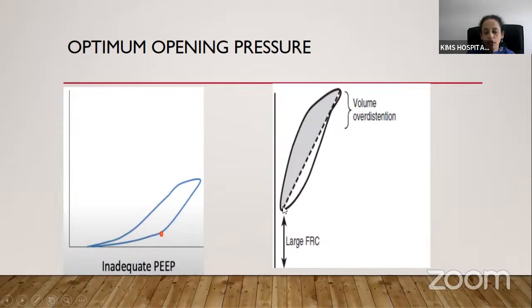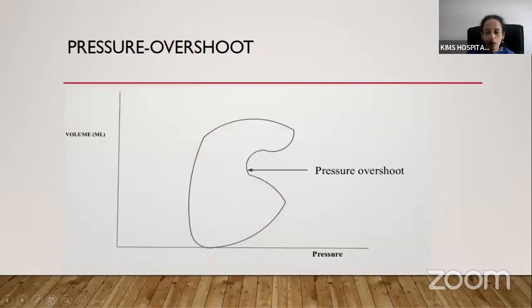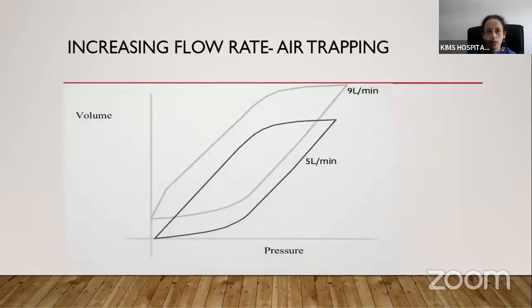The FRC, the PEEP, goes higher and higher. The FRC keeps on increasing. So if you see a notch in the inspiratory limb in the PV loop, it means we have kept excessive flow, which is leading to the pressure overshoot, and the notch comes in the inspiratory limb. So this is the air trapping in the PV loop.